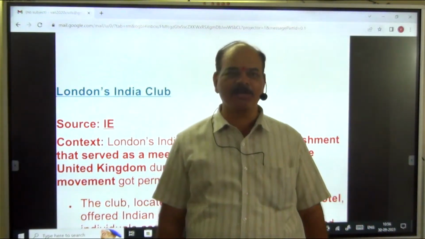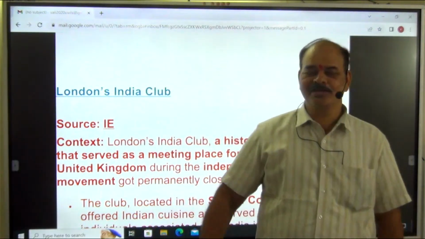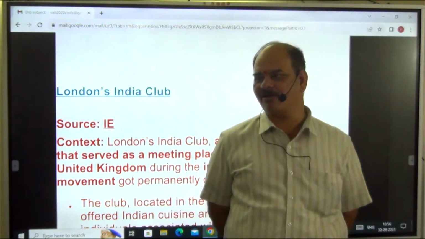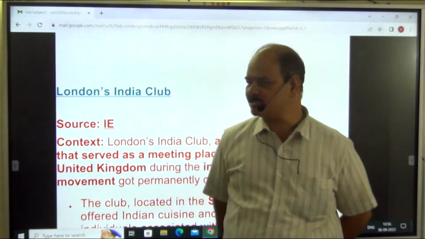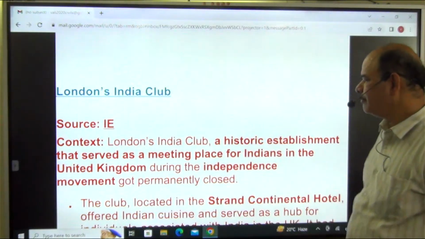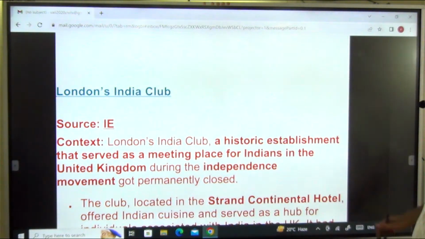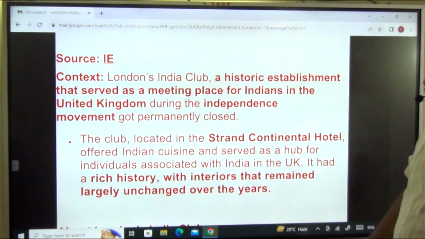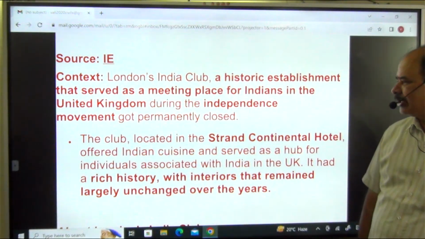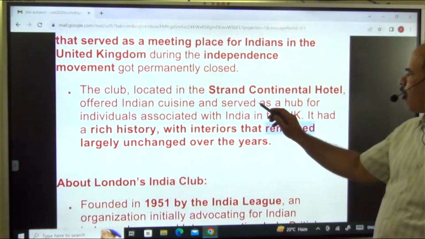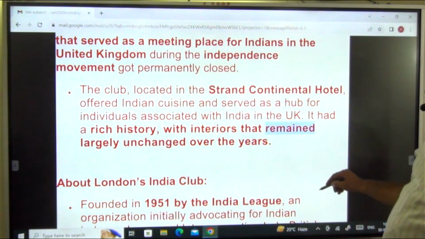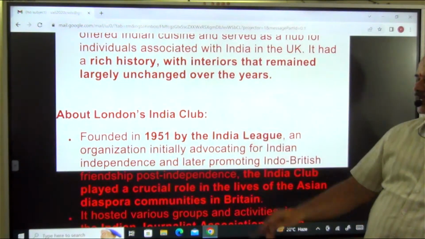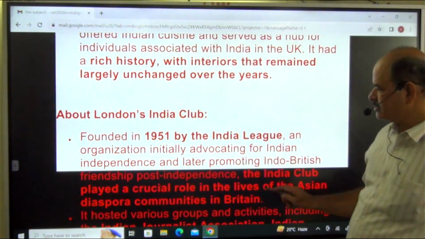Now, London's India Club was permanently closed, where our national leaders or Indians used to reside before independence, and even after independence also, it has a lot of history. London's India Club, a historical establishment that served as a meeting place for Indians in the UK during the independence movement, got permanently closed. The club is located in the Strand Continental Hotel, try to remember this. And it was founded in 1951 by the India League. Maybe this year is wrong. Please check it.